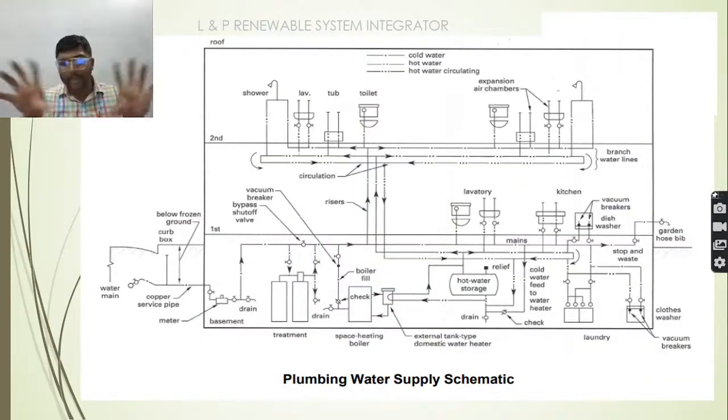So this is the plumbing water supply schematic. As you can see here, we have a water main line. We have a meter in the basement.